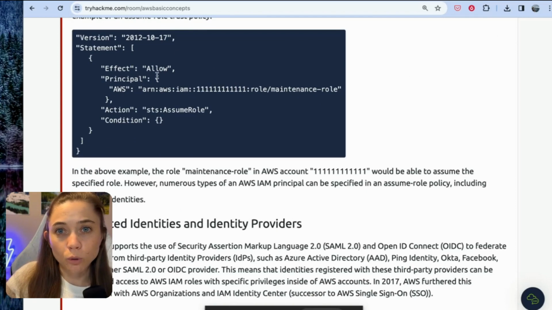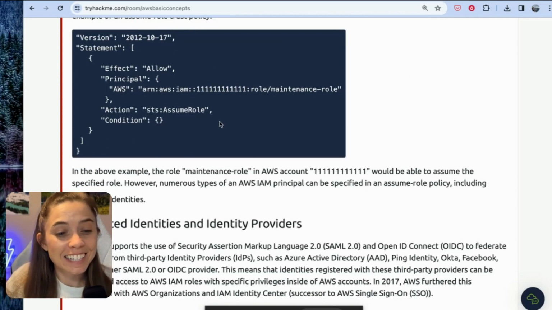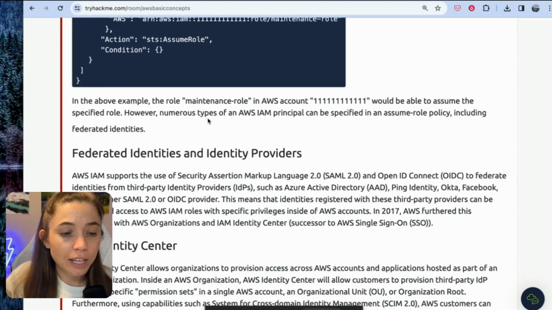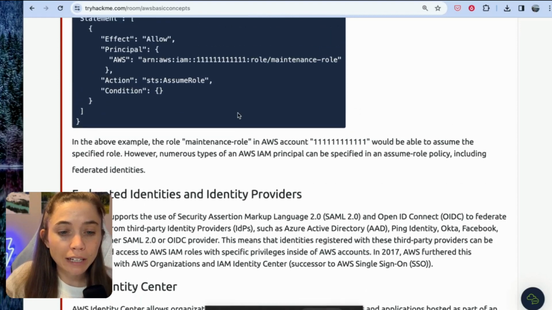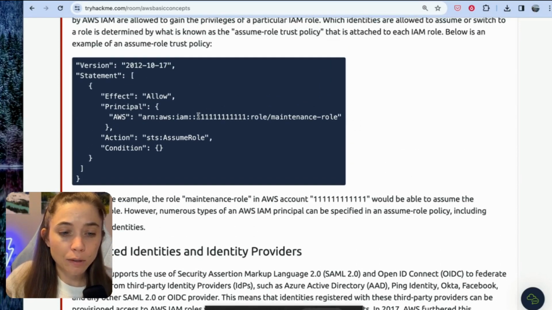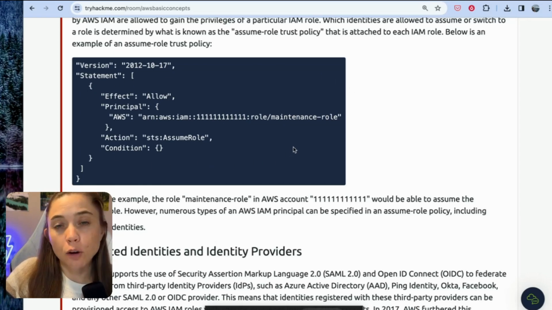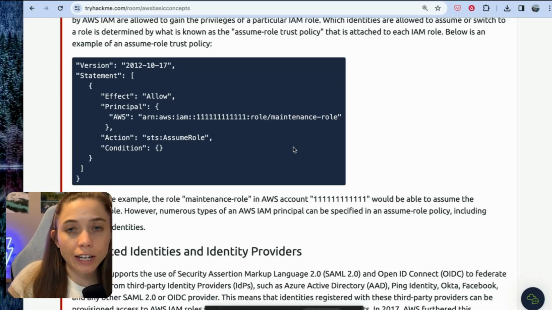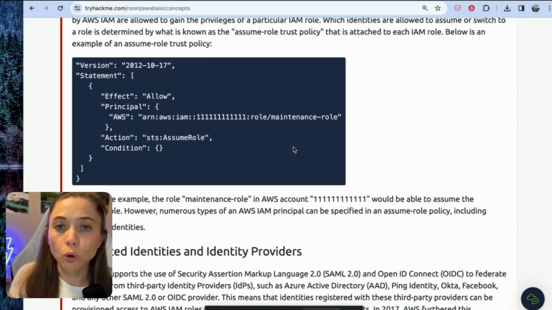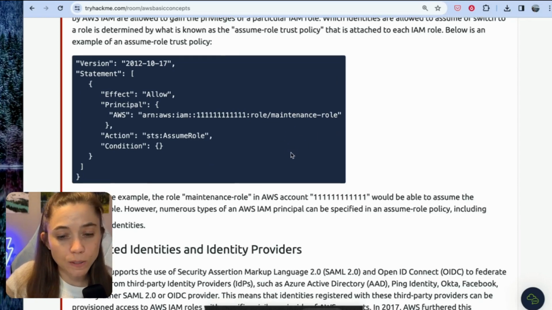This is what the assume role trust policy looks like. I would have to assume that we're going to see a lot of these trust policies to come as we learn more about IAM. So we can see in this above example, the role maintenance role is in this AWS account with the unique ID of all these ones. And this maintenance role would be allowed to assume whatever other role this trust policy is attached to. Perhaps the maintenance role needs to go into another account and do something. The other account has a role in there that the maintenance role is allowed to assume, for example.